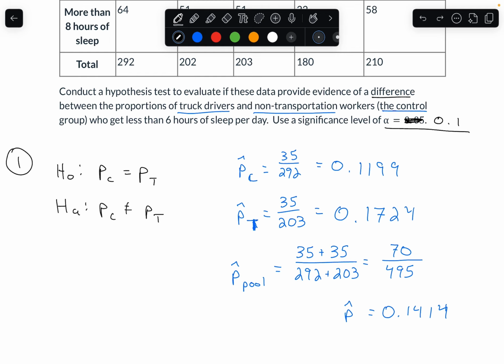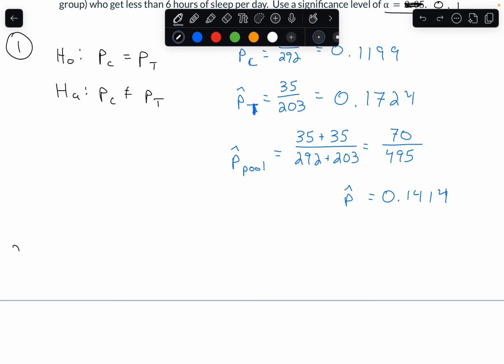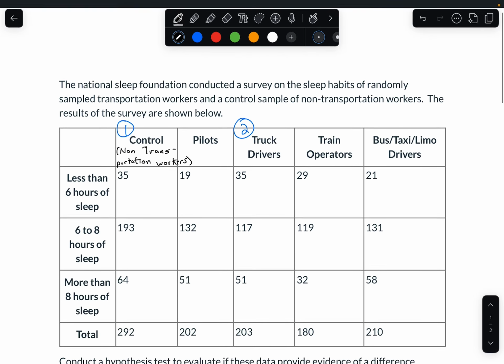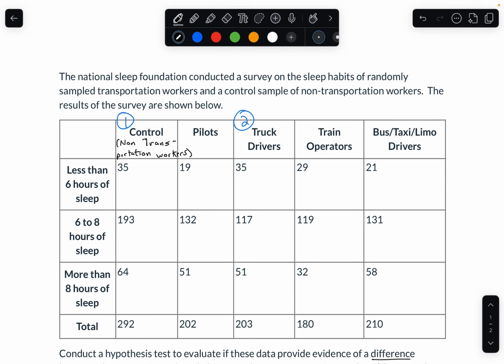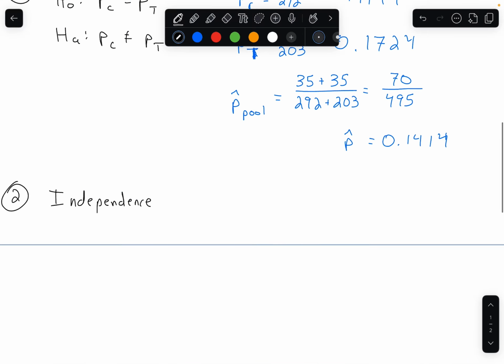So we've set our hypotheses and we've gathered some information. The next step, step 2, we want to check our assumptions and conditions. Remember, the first thing that we want to check is, do we have independent sampling? Independence. So in this case, if I go back and look at this, do we have independence? We're going to use randomly sampled transportation workers, just a random sample here in this case is kind of a substitute for that. So yes, we do have independent sampling, and then we want to check our success failure condition.